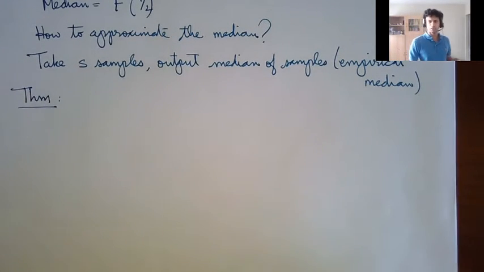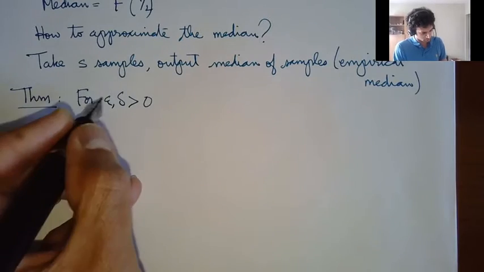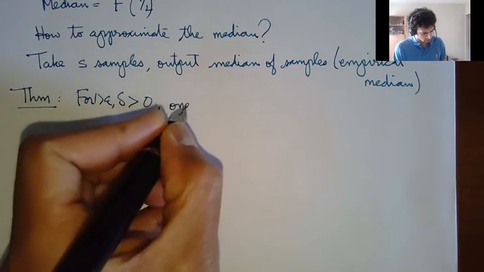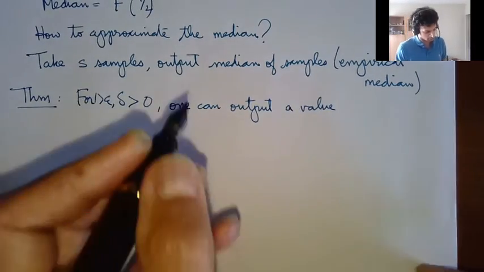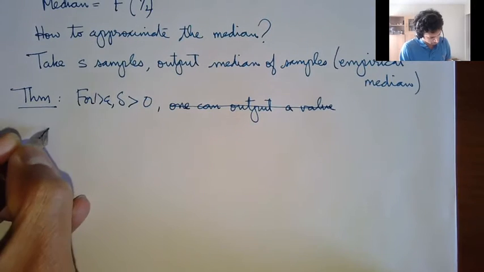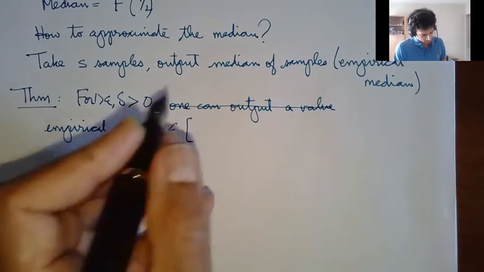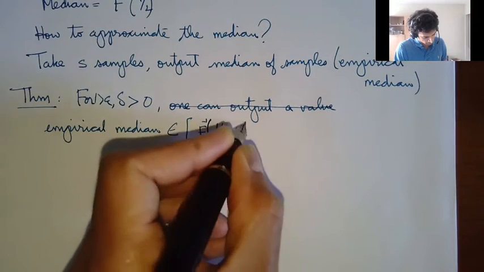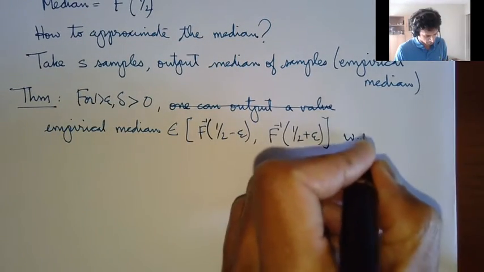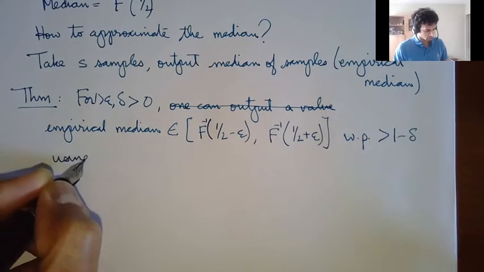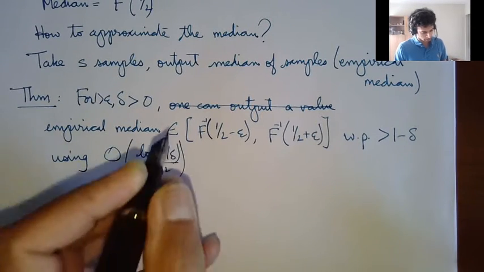So the theorem, and again, this is going to be a direct application of the multiplicative Chernoff bound, is, for epsilon, delta being greater than 0, maybe we'll say less than 1, the empirical median lies approximately at the midpoint, with probability at least 1 minus delta, using, again, we'll see our favorite expression coming up, log 1 over delta divided by epsilon squared samples.